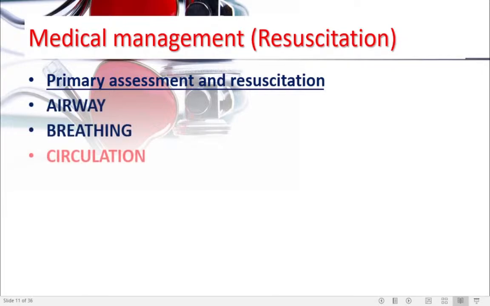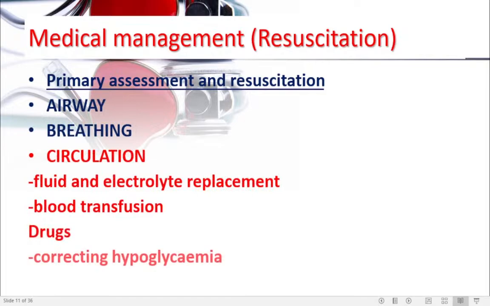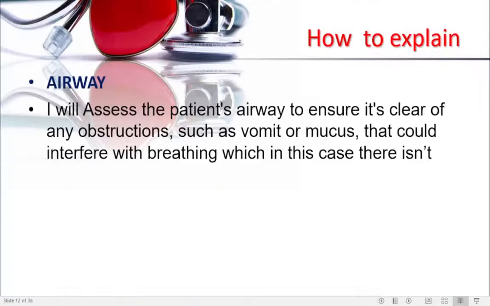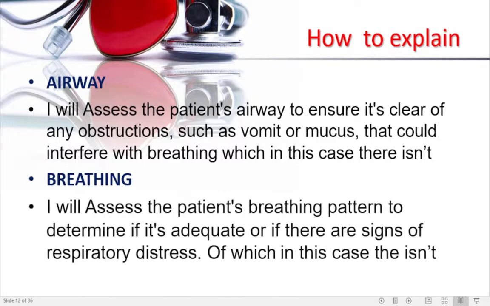So you write the following: airway, breathing, circulation, and drugs. So under airway, we write the following statements. Airway: I will assess the patient's airway to ensure it's clear of any obstruction such as vomitus or mucus that could interfere with breathing, which in this case there isn't. The airway is very much patent. Breathing: I will assess the patient's breathing pattern to determine if it is adequate and if there are signs of respiratory distress, of which in this case there isn't.